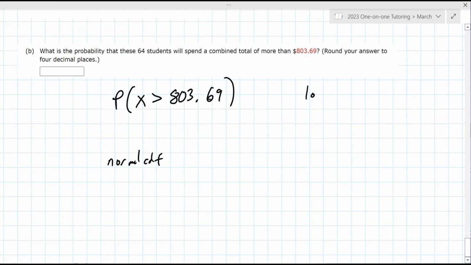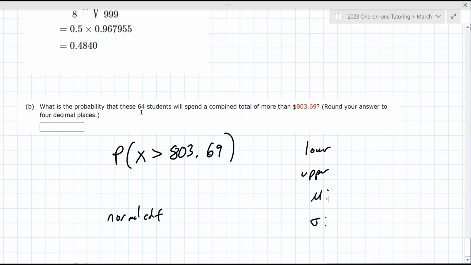So you need your lower, you need your upper, you need your mu and your sigma. Now sigma is the one from the previous problem, the 0.4840. The lower, when you're doing a greater than, is 803.69. Your upper, since you don't know it, is 10 to the 99. And your mean is 11.8 times 64. Now, actually, we do need to change the sigma value. This is not the correct sigma value for this one. It changes because there are 64 people.